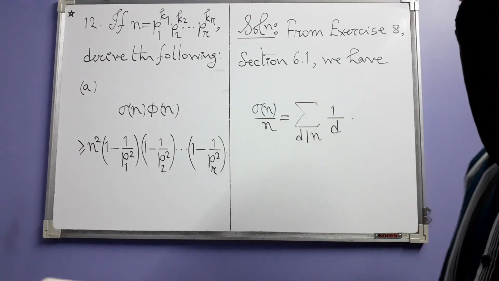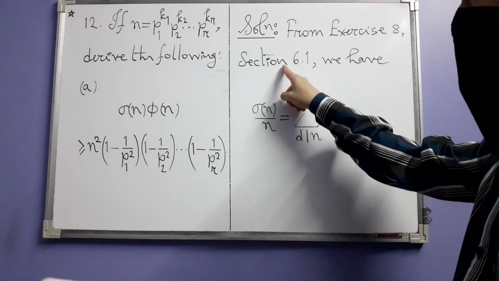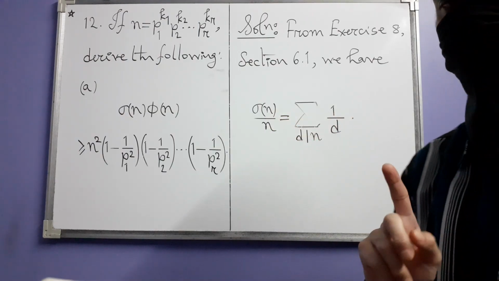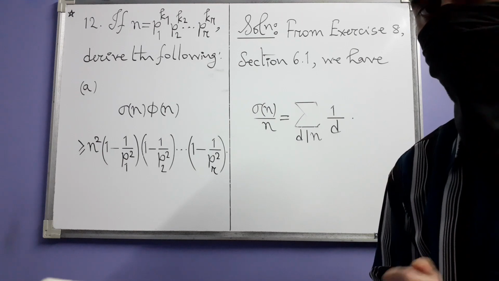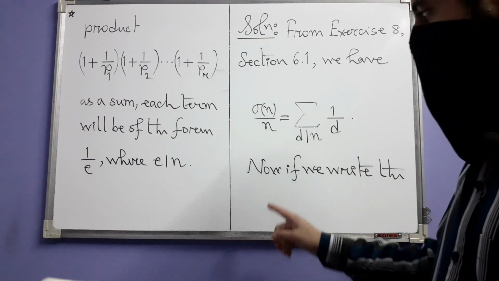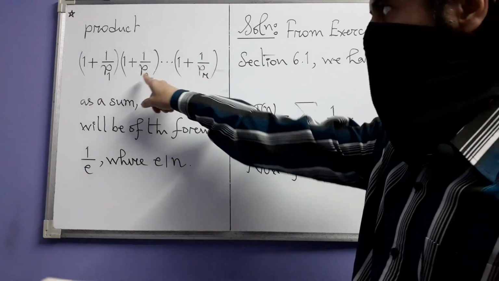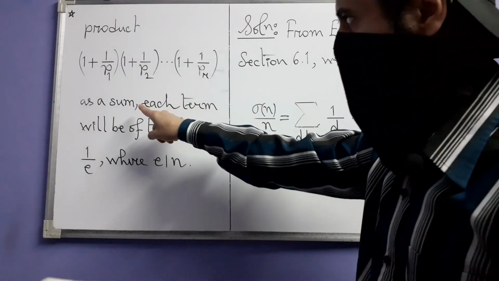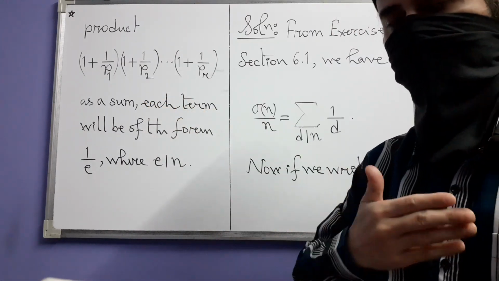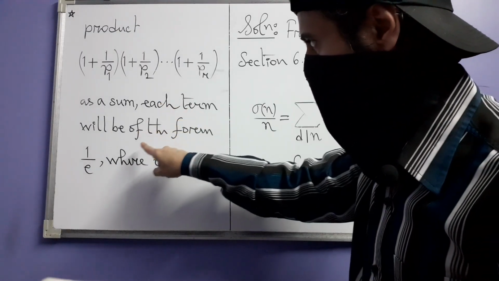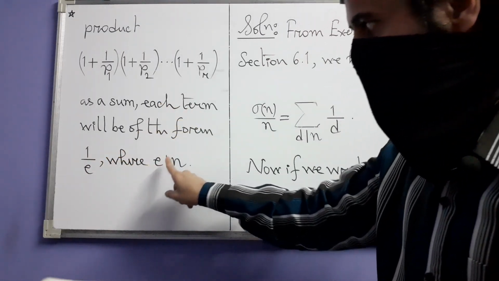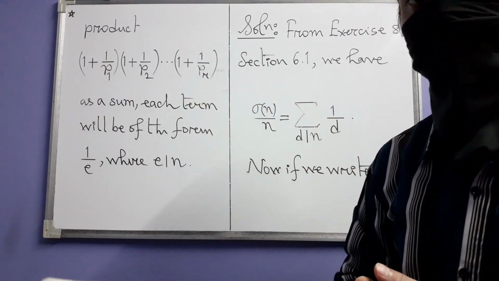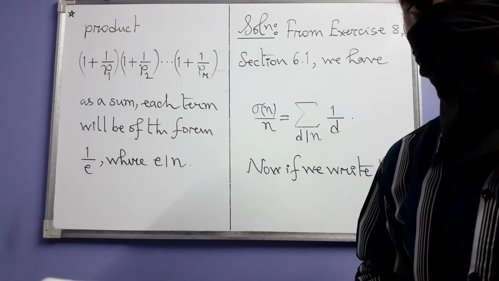We start the solution by recalling something. From exercise 8 of section 6.1, we know this: sigma of n divided by n equals the sum of the reciprocals of all positive divisors of n. Now next you notice this. Now if we write the following product, this product where each factor is of the form 1 plus 1 divided by pi, as a sum. How do you write it as a sum? You multiply out the terms. Then each such term will be of the form 1 divided by e, where e is the positive integer dividing n, because it will be 1 divided by some product of those pi's, and the pi's already divide n.